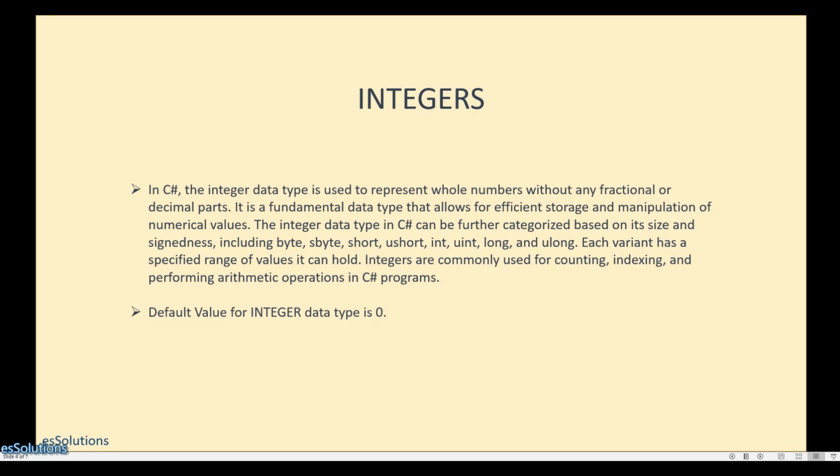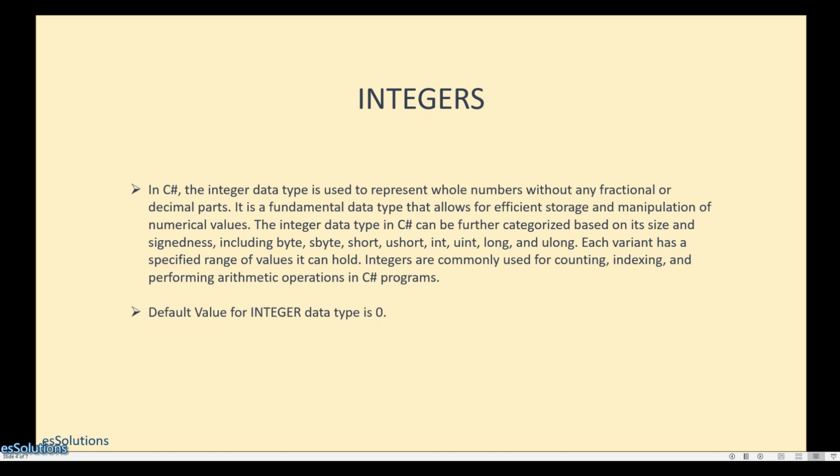The integer type in C# can be further categorized based on its size and signedness. When we say signedness, we mean if it allows negative values or not. So it includes the byte, and we'll look at all of those: the long, the int, and the short. Each variant has a specified range of values it can hold. Integers are commonly used for counting, indexing, and performing arithmetic operations in C#.